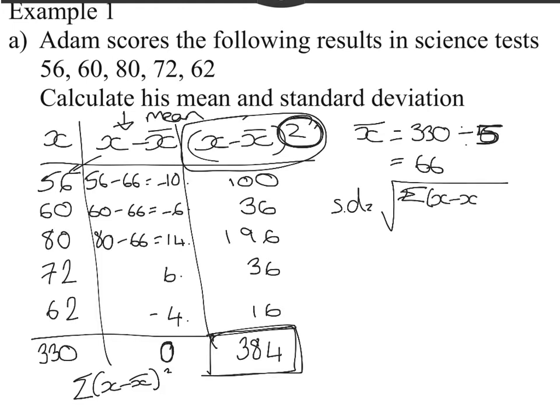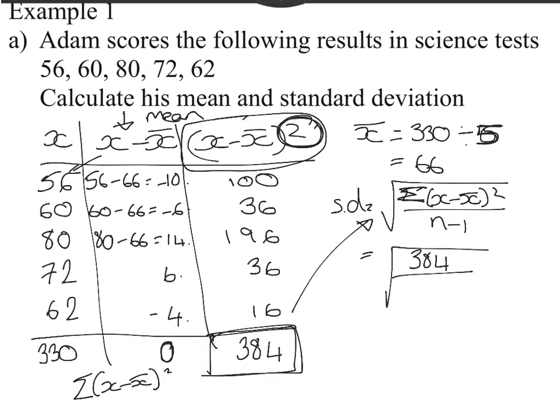Now the formula for standard deviation was the square root of sigma x minus x bar all squared, all over n minus 1. Now, the sum of this bit here is just the total of this column. So that 384 is your top number. On the bottom, n minus 1, we have 5 numbers in our list here. So 5 take away 1 is 4. Now, when you go work that out, you can just simply type in 384 divided by 4 and hit your square root button, and it will give you the square root of 96.